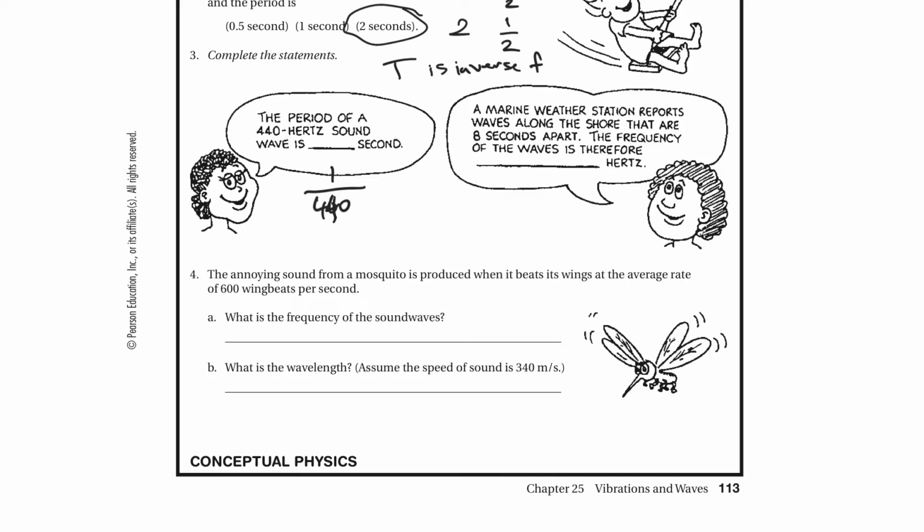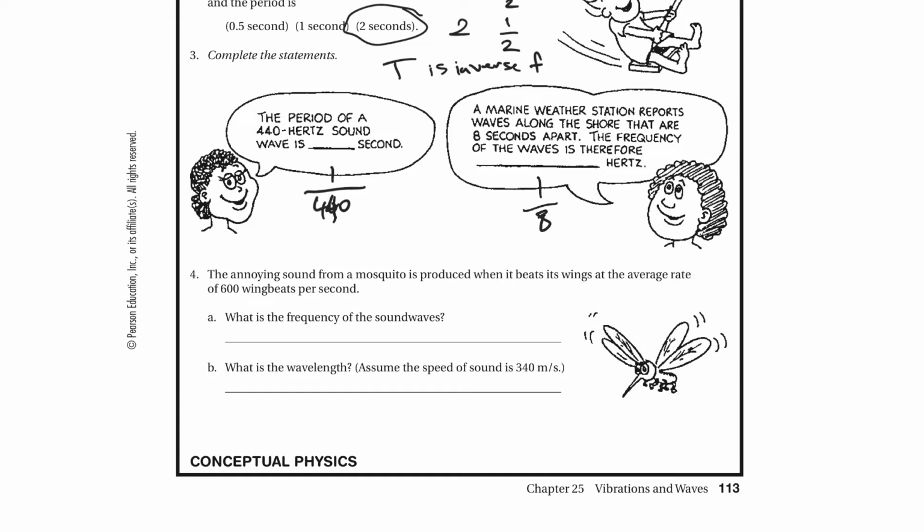A marine weather station reports waves along the shore that are 8 seconds apart. What is the frequency in hertz? Well, if 8 seconds is your period, that's the time they are apart, how long it is before they go again. Okay, so that's from crest to crest, so that's one wavelength. If the time between them is 8 seconds, what is its frequency? The frequency is the inverse of it, so it's going to be 1 over 8 hertz, or 1/8 of a hertz.